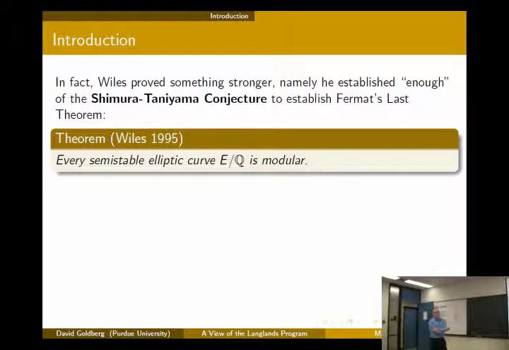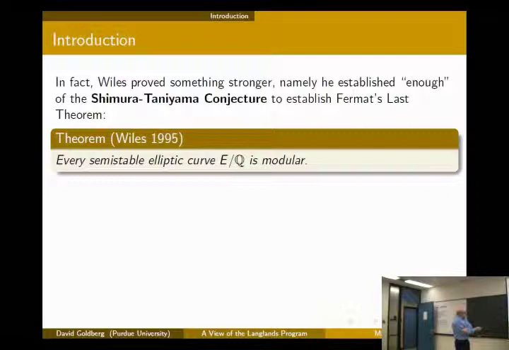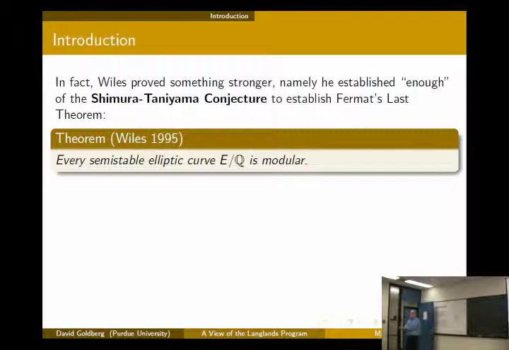So I'm going to try to do two things in the first part of this talk. I'm going to take you through what this statement means a little bit, and why it implies the last theorem. Then I'm going to go back and do some things that I probably did last time as well, to explain what some of these things mean and how that all fits into the Langlands program.